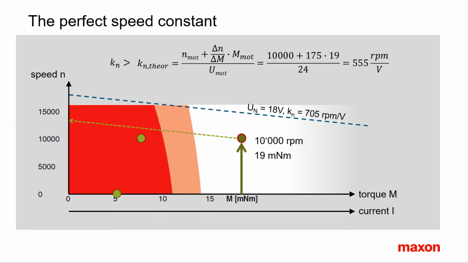Optimally, the selected speed constant should be about 20% higher than the calculated one. This gives us some headroom for proper control and to account for all kinds of tolerances. However, do not select a speed constant that is too large, because this means that the available voltage is not used well and that you need a lot of current from power supply and controller.